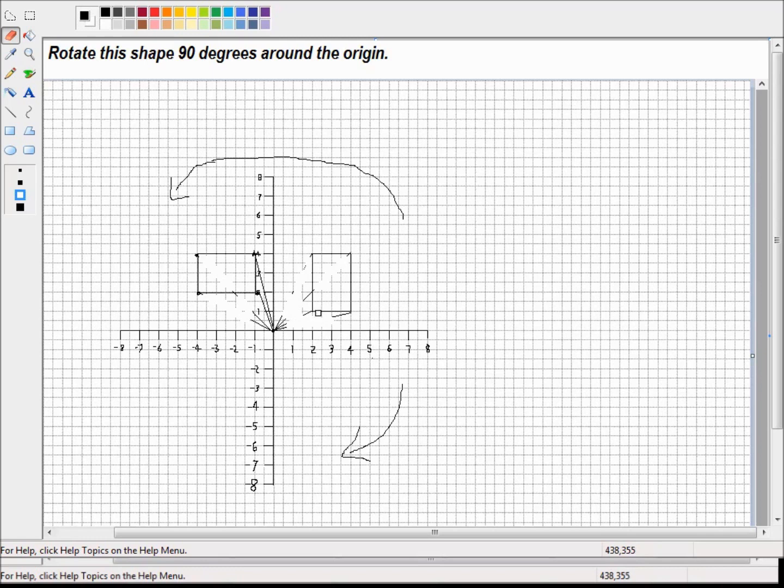You just draw a line to that point, and the important thing to remember is that if we call this the object, then this will be the image that's undergone the rotation. And so the line from the object to the point of rotation has got to be the same length as the line from the point of rotation to the image at the appropriate rotation.